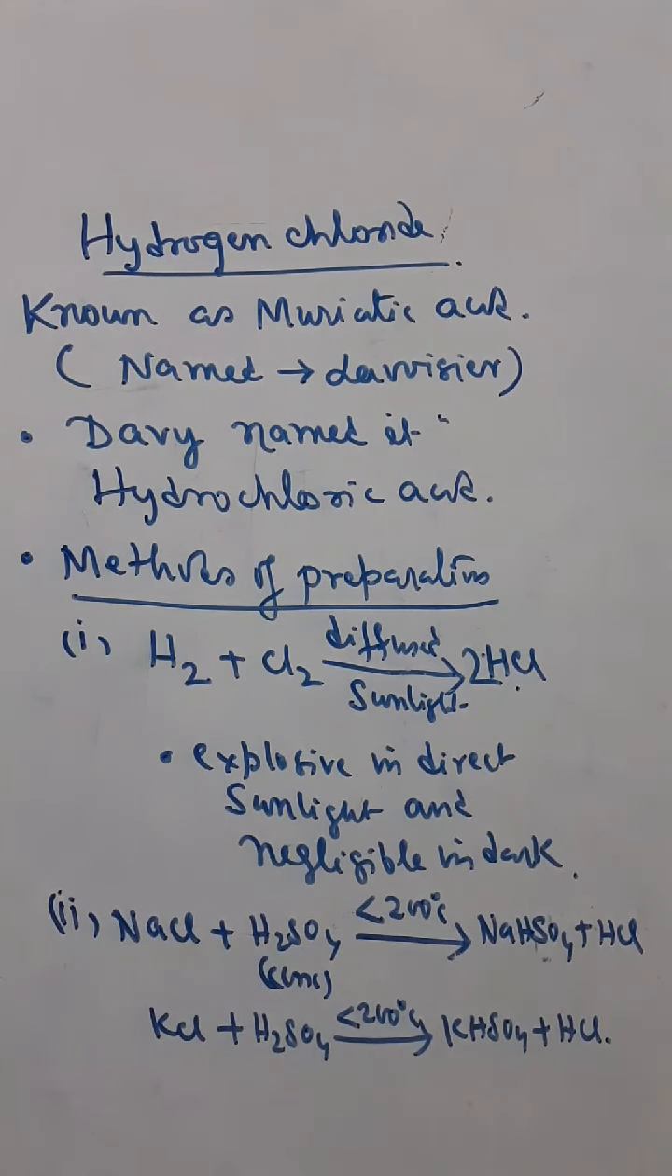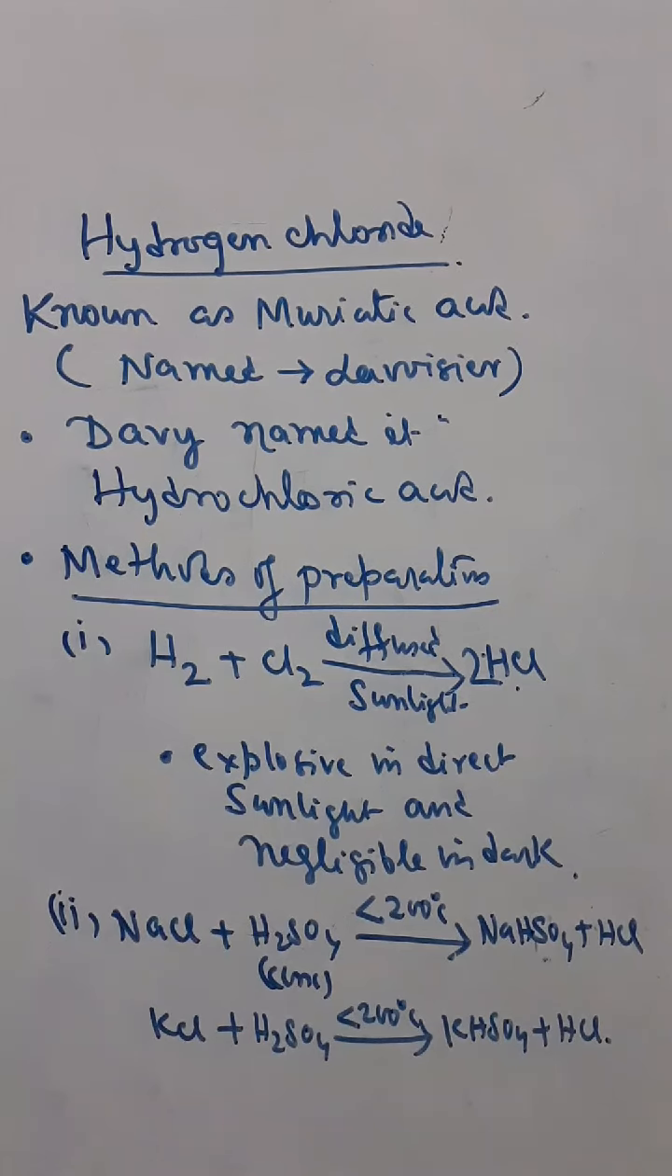Now, hydrochloric acid is commonly known as muriatic acid, and this name was given by Lavoisier. And later on, Davy named it as hydrochloric acid. This Humphry Davy named it as hydrochloric acid.